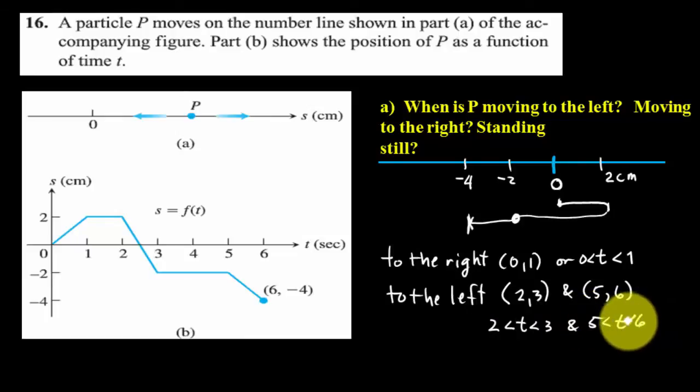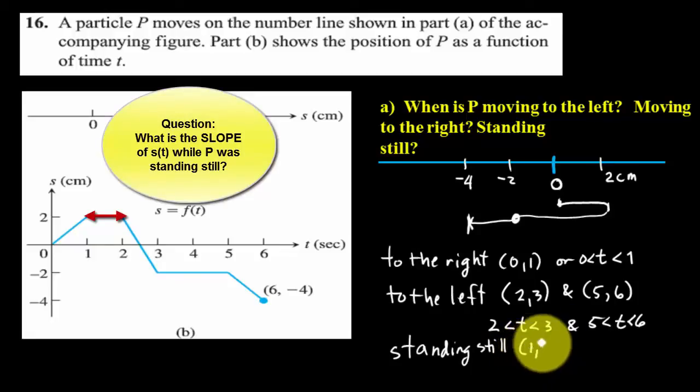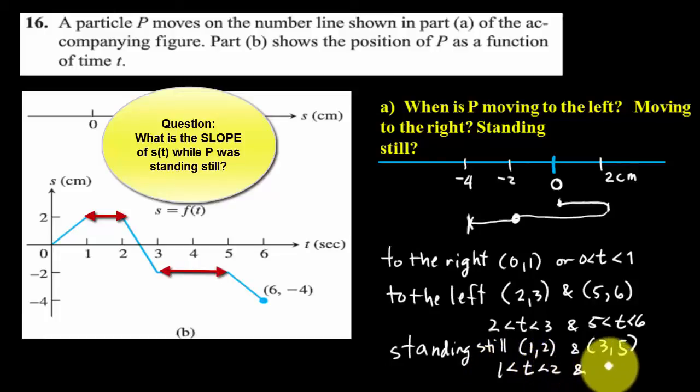And where is it standing still? What are the intervals where it was stationary? Okay, it's from 1 to 2 and also from 3 to 5. And if you want to write that in inequality notation, that means t between 1 and 2 and t between 3 and 5 seconds.